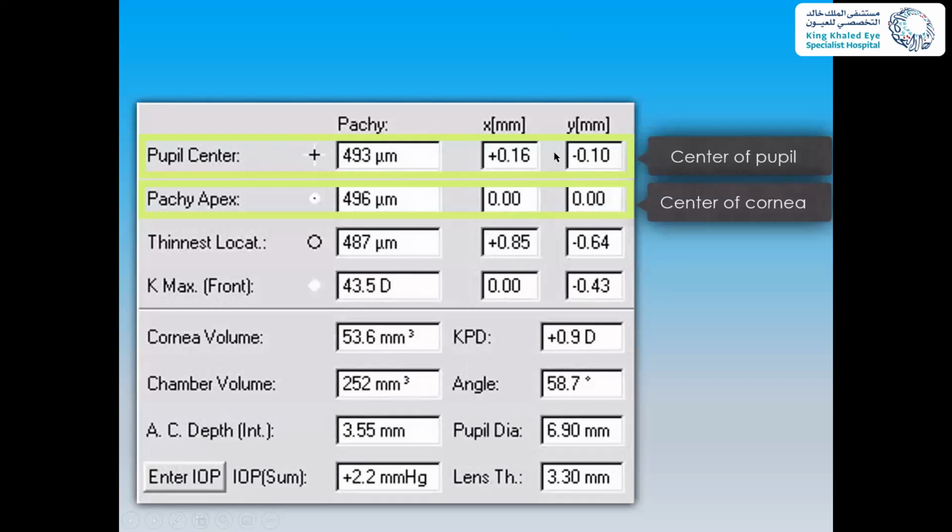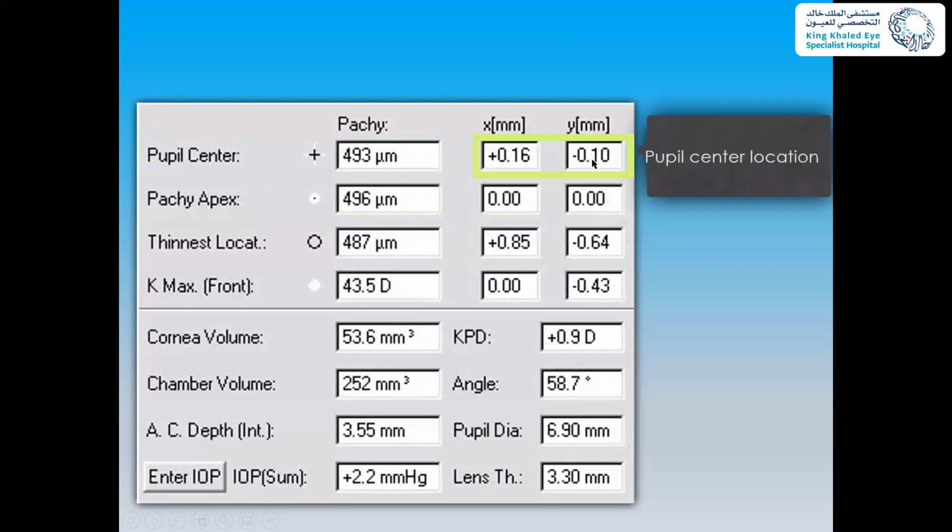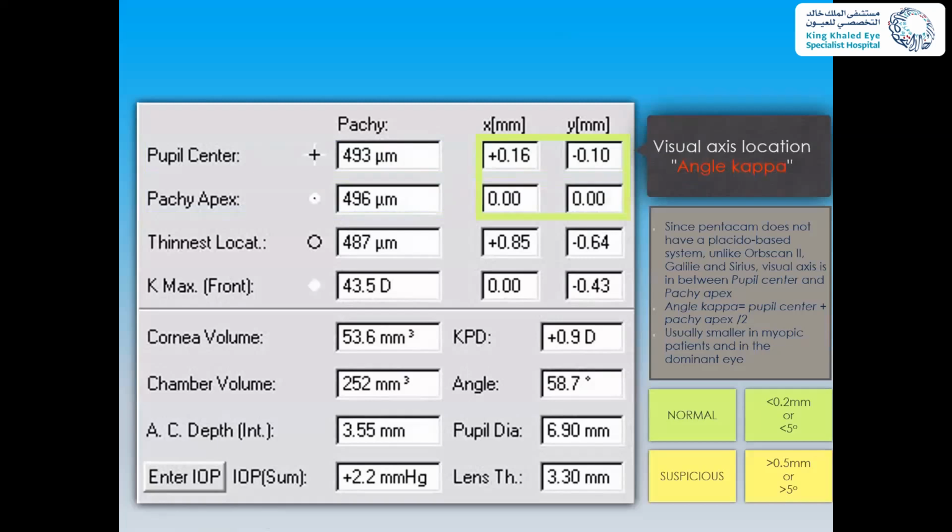But what is this? 0.16 or minus 0.1. This is the center of the pupil, showing how much it has shifted from the visual axis. So it is an indirect way of calculating the angle kappa. The Pentacam doesn't have Placido, so it cannot measure the angle directly. It uses a formula, calculates the chord mu, and calculates the angle kappa based on the formula. Any angle kappa less than 0.2 is normal.